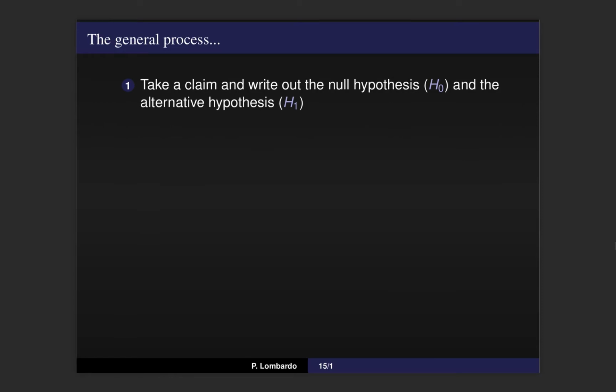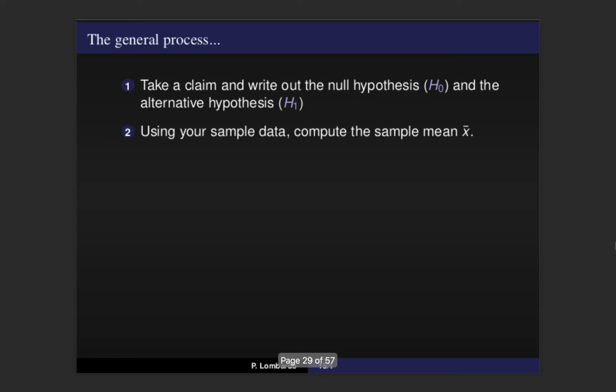Here's our general process. We're going to take a claim, write out the null hypothesis and the alternative hypothesis. Using our sample data, we'll compute a sample mean. So this is information we get from the actual population. Again, we don't get to see the whole population, but we can take a snippet of it. We can take a sneak peek by looking at sample data. We're going to compute a sample mean.